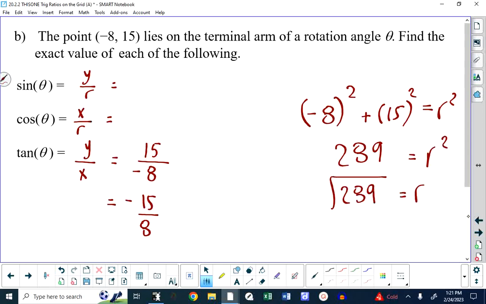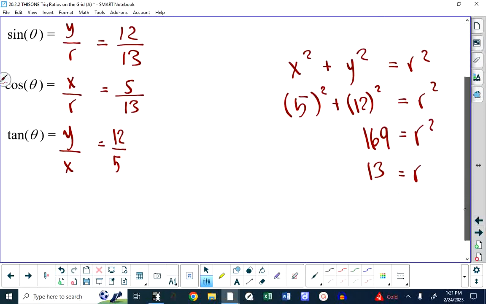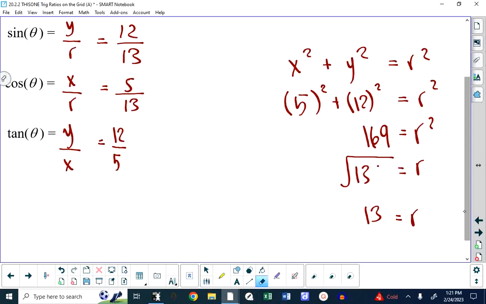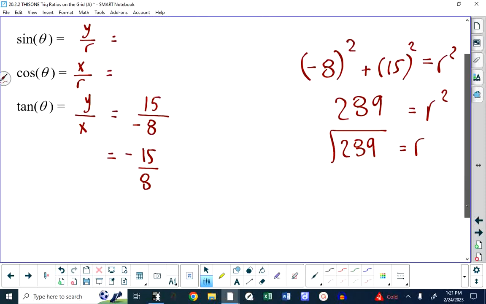You know, it occurs to me in the previous question, I really ought to have written, just to make sure that I don't lose anybody, that r equals root 169, right? That's what we did to get to 13. In this question, we're taking the square root of 289, and Paige, you said it was 17. Okay.